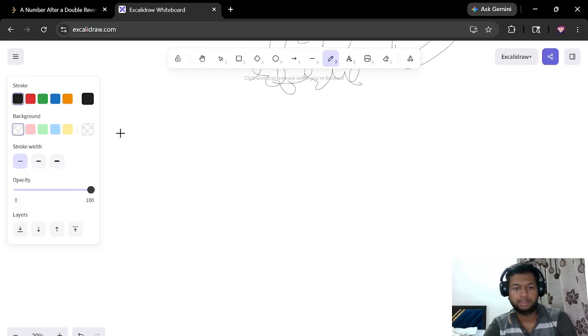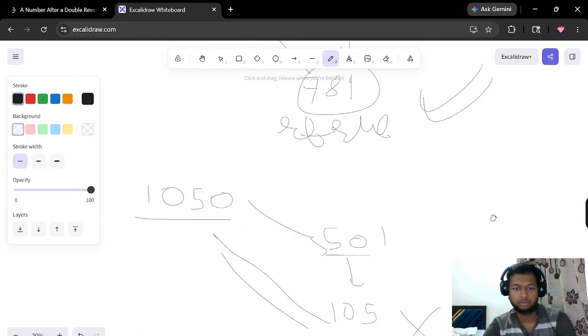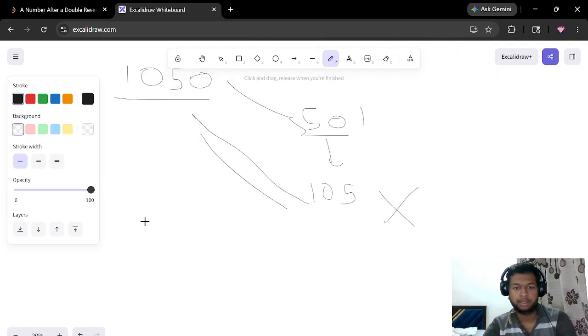Now let's take another. I will take 1050. After reversing it, I will have 501 because the leading zeros are not counted here. And again after reversing it, I will have 105, not 0 at the end. After comparing these two, the result will be false. And we know that if the number is 0, it is always true.